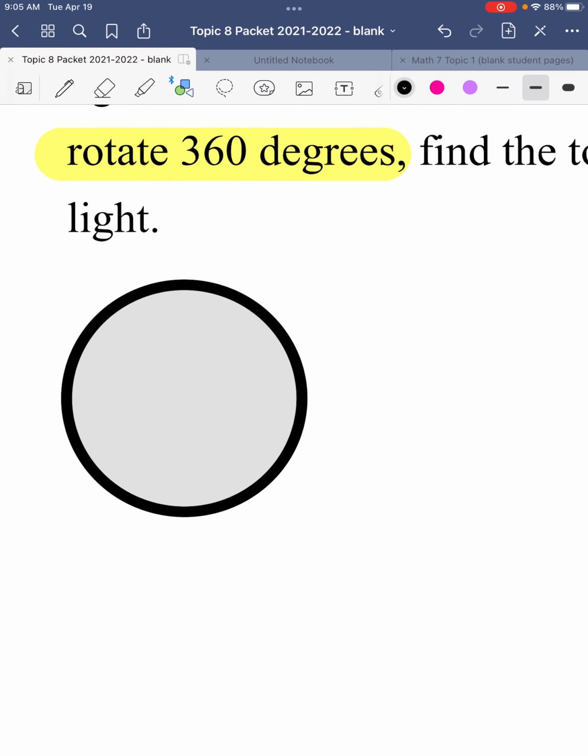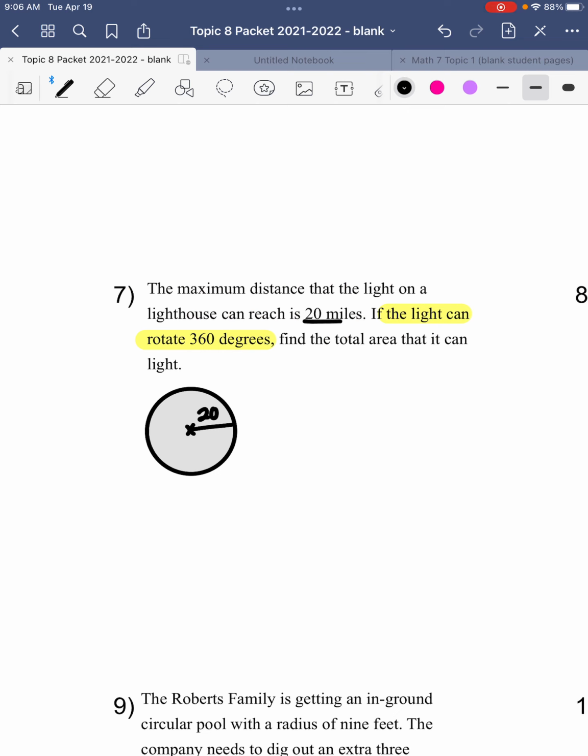And I know that my lighthouse is in the middle. So the lighthouse is right there. So if the light shines in any direction, it's reaching 20 miles. Okay, it says that right there, 20 miles. Now we're asked to find the total area that it can light. Well, 20 miles is my radius. So I'm just going to use my area formula.